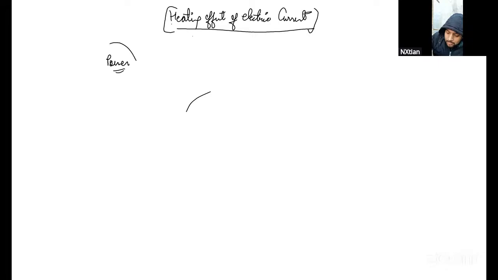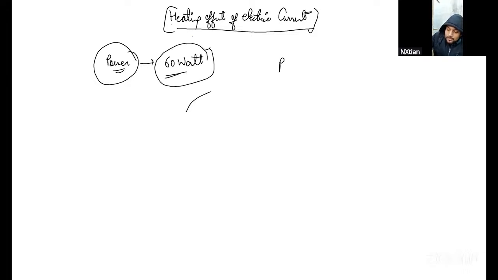Power is equal to 60 watt. Now there is a formula for the power. This is P is equal to V into I. P means power is equal to voltage into current. Voltage into current. Did you understand?